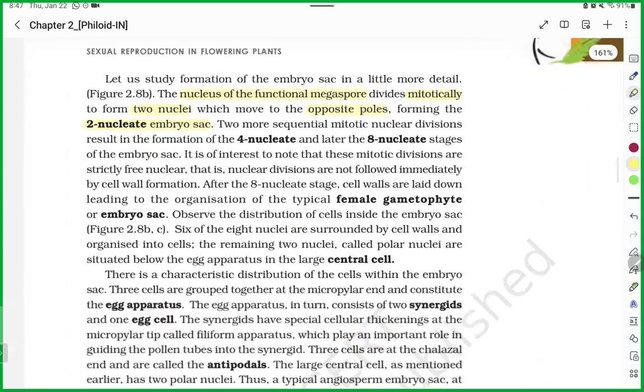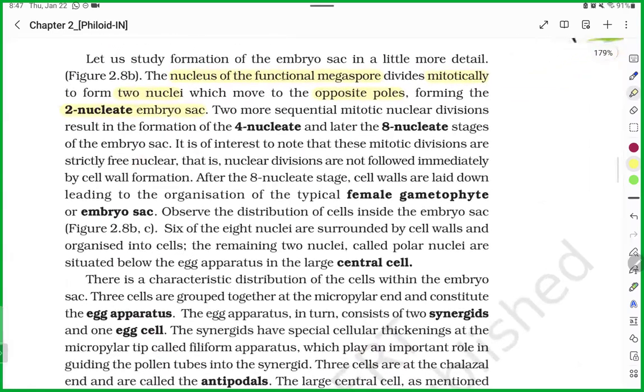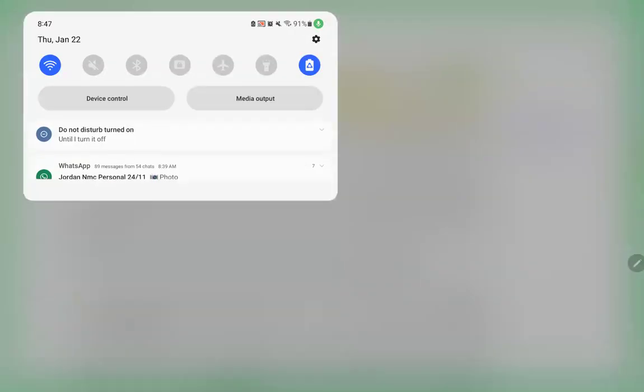Okay, so one functional megaspore produces two nuclei, then two more sequential mitotic nuclear divisions. So this was the question yesterday we saw in the PYQ. How many mitoses occur? One mitosis here and two more, total three mitoses. Okay, here you will have three mitoses, and this was our PYQ.